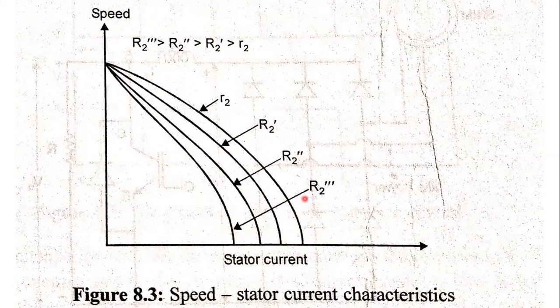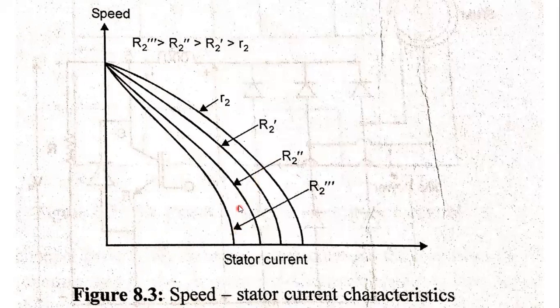That's why when the rotor resistance is increasing, R2 dash, R2 double dash, R2 triple dash, the starting current is decreasing. Understood? By using the relations, you can easily understand how the starting current changes with respect to the rotor resistance. Speed versus stator current characteristics: from this curve, by increasing the rotor circuit resistance, the stator current decreases and the speed decreases.